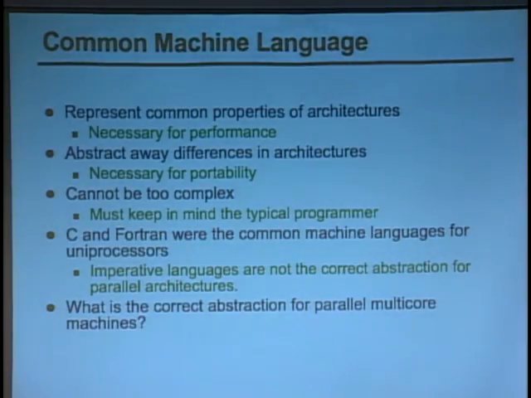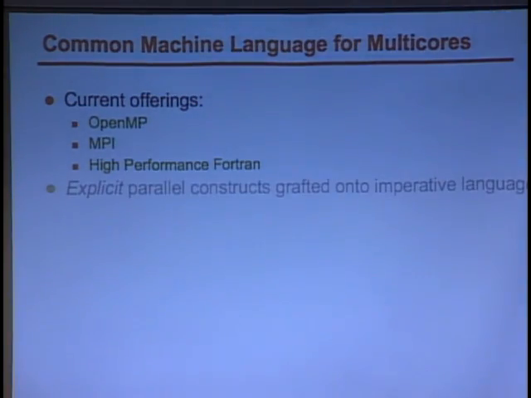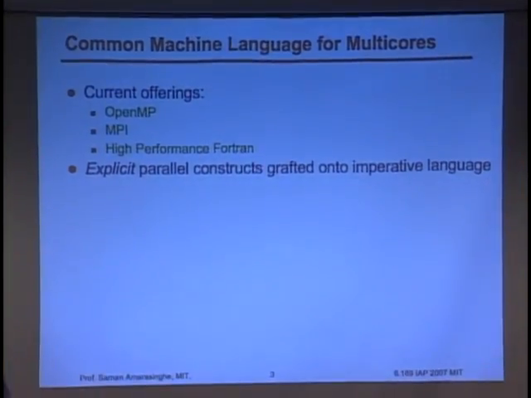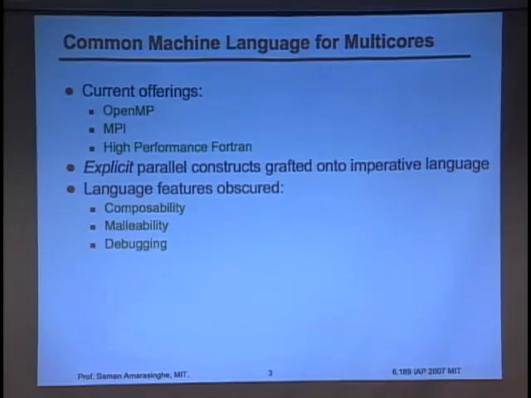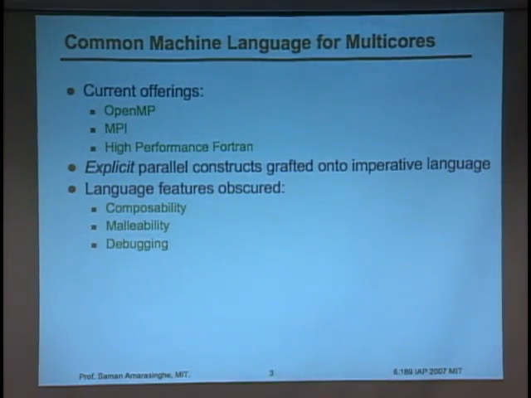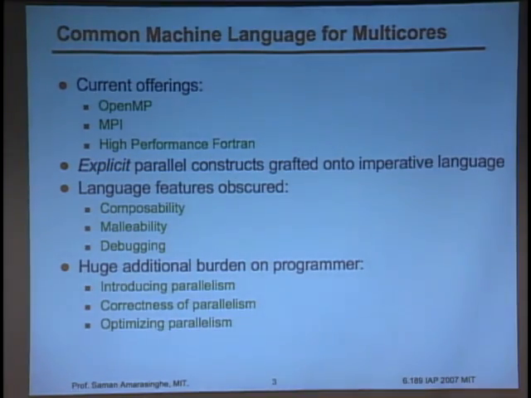So what's the correct abstraction if we have multi-core machines? The current offering, what you guys are doing, is things like OpenMP and MPI. You are hand hacking the parallelism. What's the issue with that? It's basically explicit parallel constructs added to languages like C. That's what you're working on. And all these nice properties, composability, malleability, debuggability, portability, are kind of out of the window. This is why parallelizing is hard, because all these things make life very difficult for the programmer. It's a huge additional burden. The programmer has to introduce parallelism, correctness, and optimization. It's all left to the programmer.